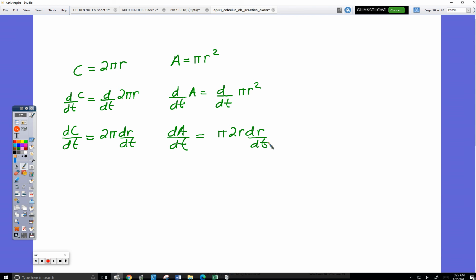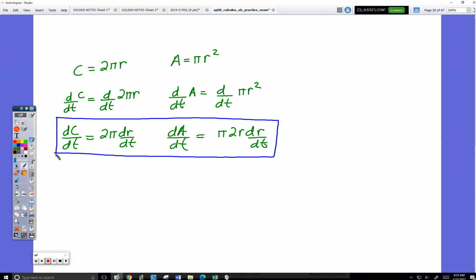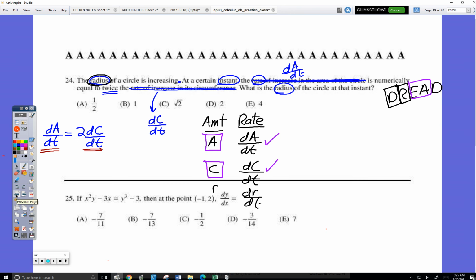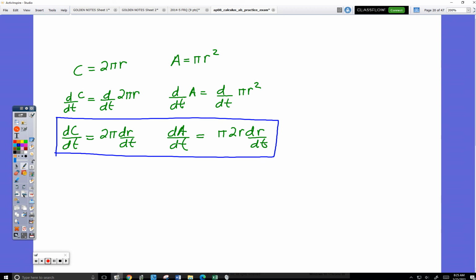Now we just got to look at the clues in the problem and figure out how this is how all DREAD problems work. I get this equation, or in this case equations. Somehow those new equations will help me answer the question given in the problem. So somehow these two things are supposed to help me figure out how to find the radius at this magic moment when, what was it? It said dA/dt was the same as 2 times dC/dt. So raise your hand if you know what I should do next.